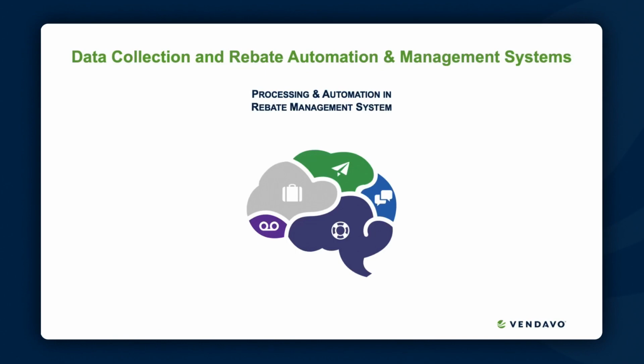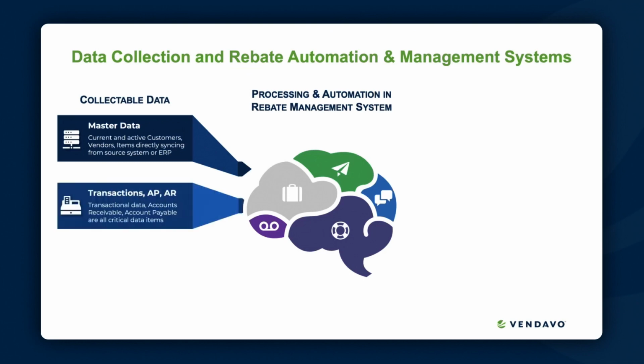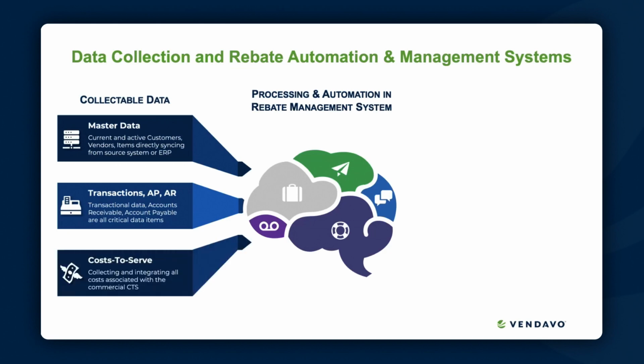So the next step in measuring your rebate effectiveness is data collection and implementation of a rebate management system. But we have to understand what kind of collectible data is going to go into that system, as well as the output of that system. So the collectible data starts with your master data, and it's a best practice to sync this directly from your ERP and/or other source system. Next, we collect all of your transactions and accounting data, AP, AR, and then finally your cost to serve.